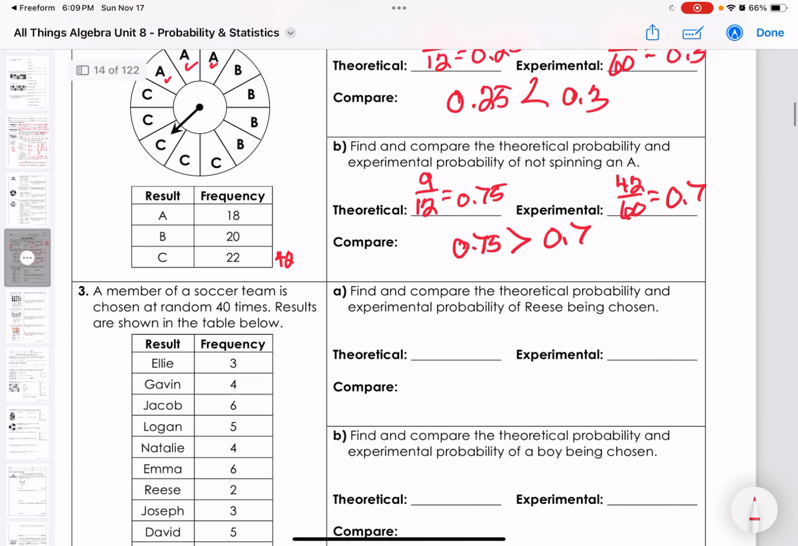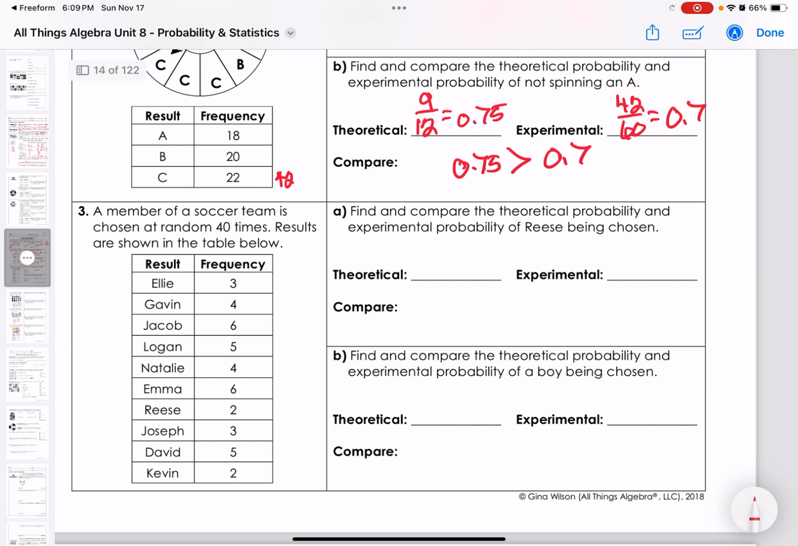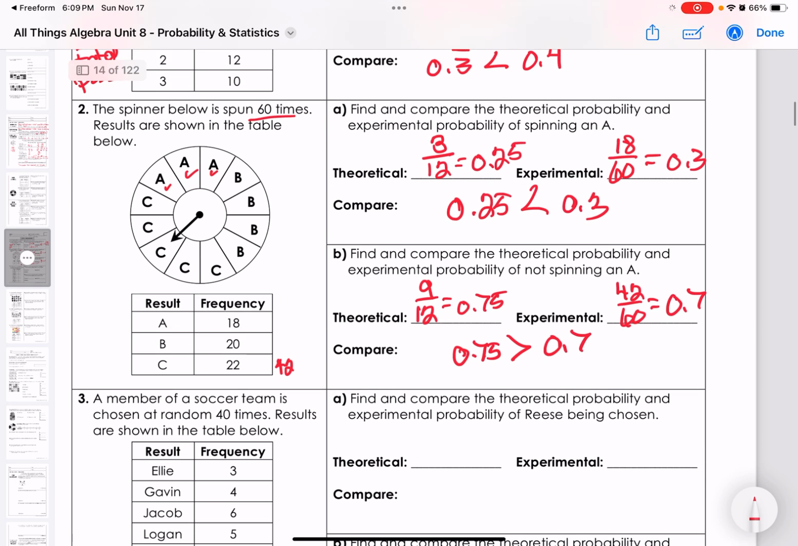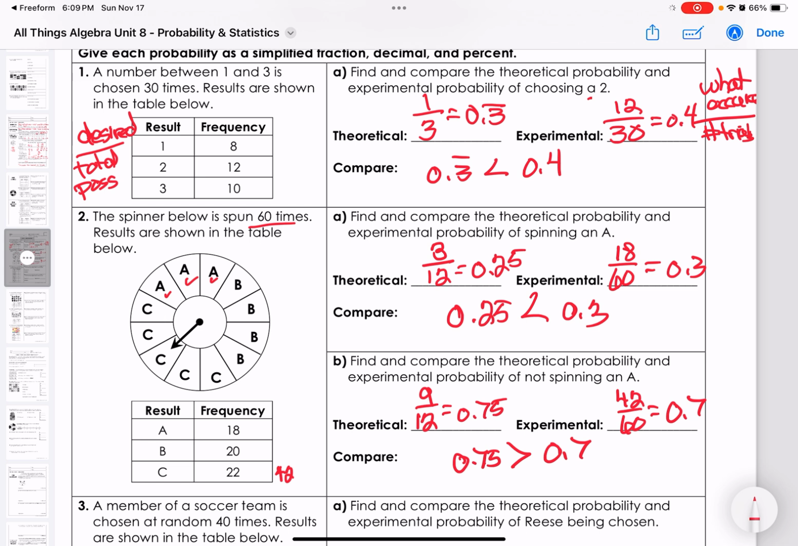All right, and number 3, I believe that is your independent practice. So you've seen how to do the first 2. This is number 3. Let me know if you have any questions. And I'm going to hold it here for just a minute for those of you that did not get your notes.